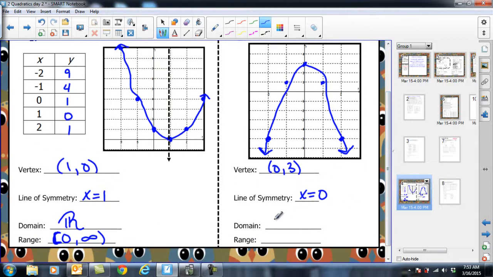The domain for this is still all real numbers because it still goes all the way to the left and all the way to the right forever because of those arrows. But now the range is going to start down here at -infinity because it opens down. And it's going to go up here to the y value of my vertex, which is +3. So when it opens up, the range ends with +infinity. When it opens down, it starts with -infinity. So that's how you deal with the range.